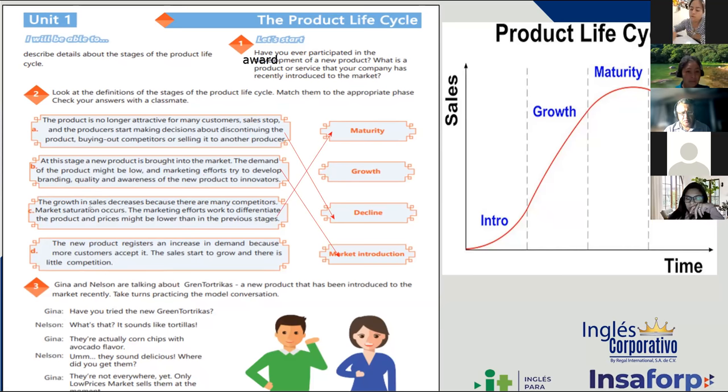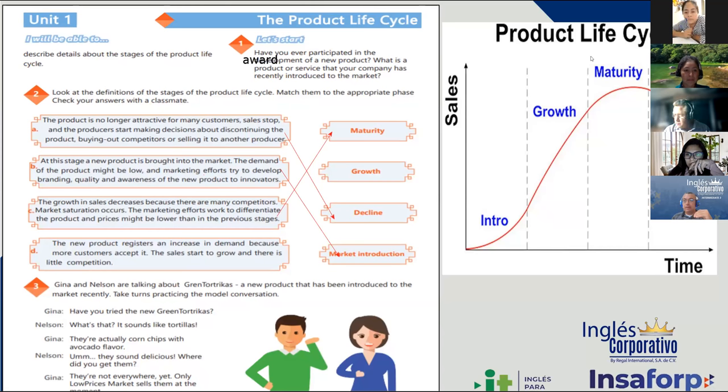Why? Because it's not growth, since it says the growth in sales decreases, right? So remember what I was telling you earlier, that on maturity, the sales stay steady. It's steady, right? It stays positive, and then it decreases a little bit. You have a decline, right? So that would be the maturity. And the last one, increase. It's an increase. Elevation. That is growth, right? So letter D is growth.